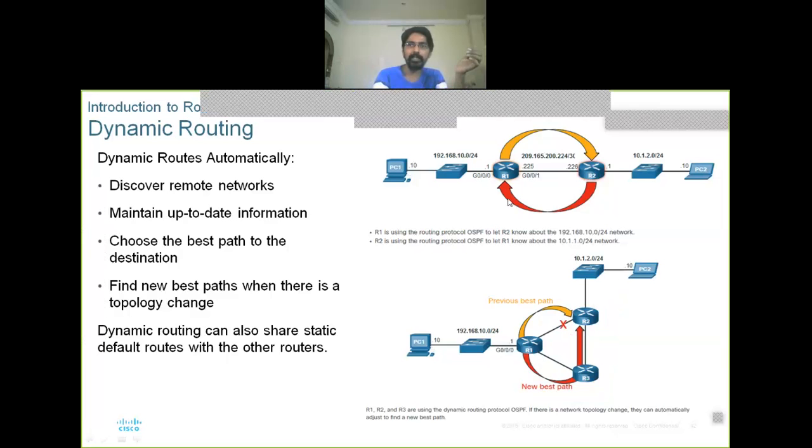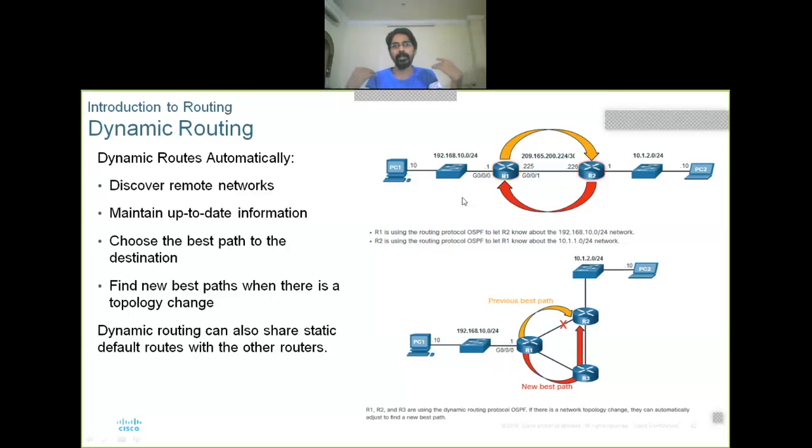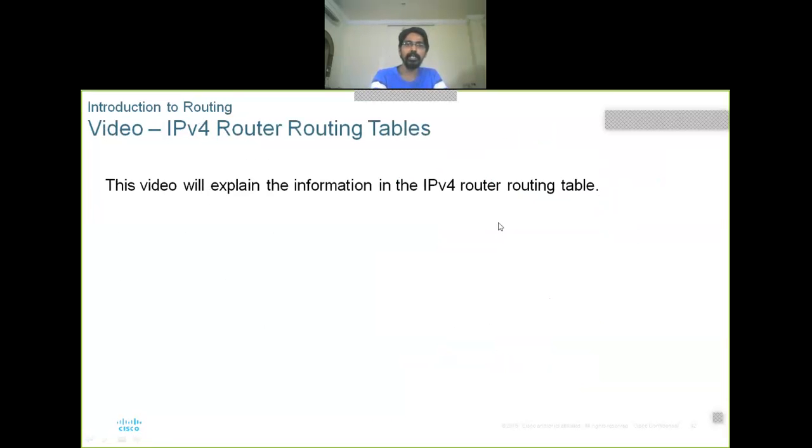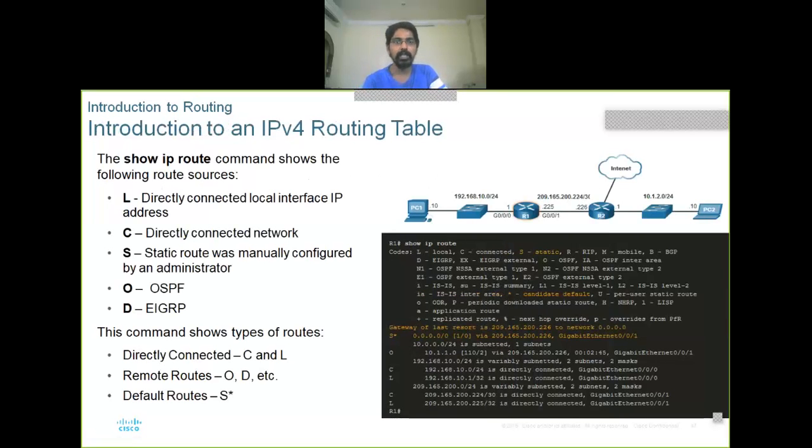So this is the major advantage of using dynamic routing. The routers share their routing information and get updated themselves automatically 24/7. That is the main advantage of using dynamic routing. Right. IPv4 routing tables. So this is the basic format of a routing table.